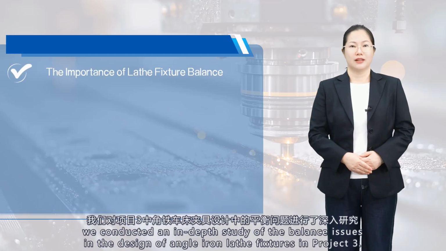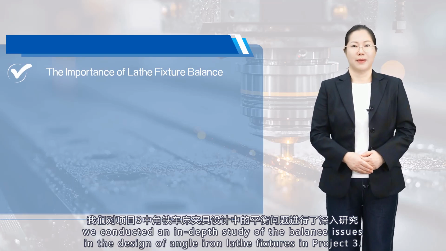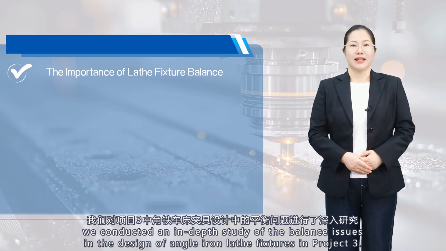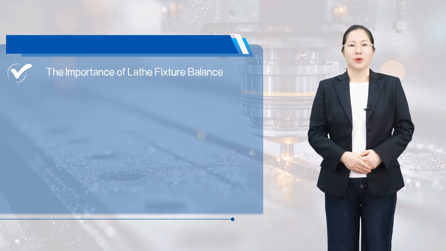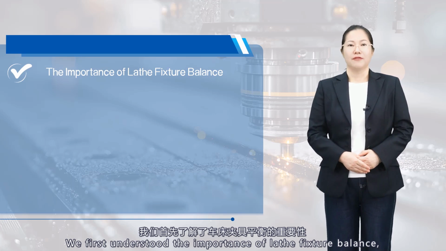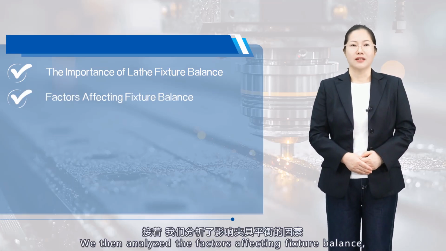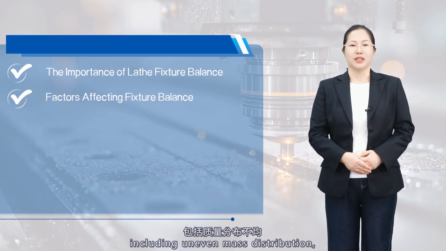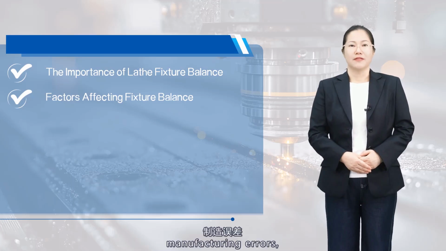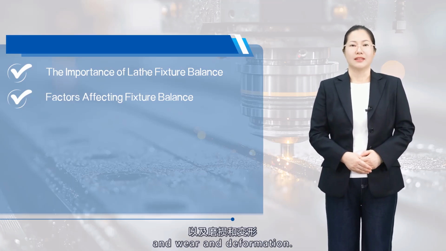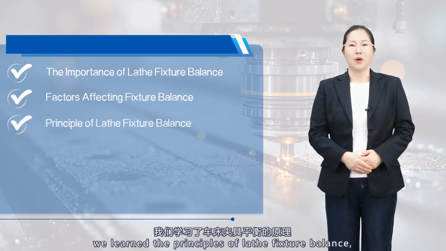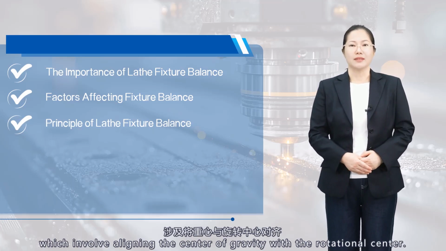In this lesson, we conducted an in-depth study of the balance issues in the design of angle iron lathe fixtures in Project 3. We first understood the importance of lathe fixture balance, which has a critical impact on machining accuracy and safety. We then analyzed the factors affecting fixture balance, including uneven mass distribution, manufacturing errors, and wear and deformation. Next, we learned the principles of lathe fixture balance, which involve aligning the center of gravity with the rotational center.